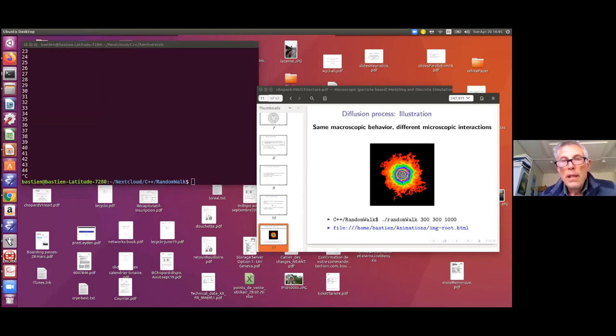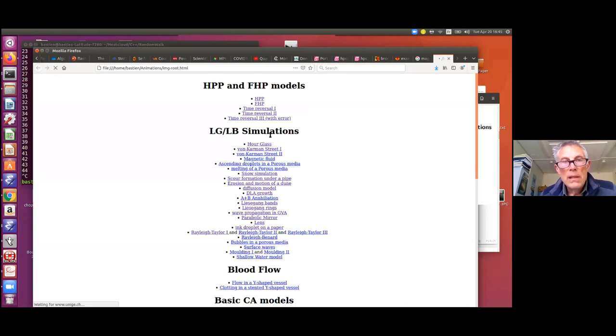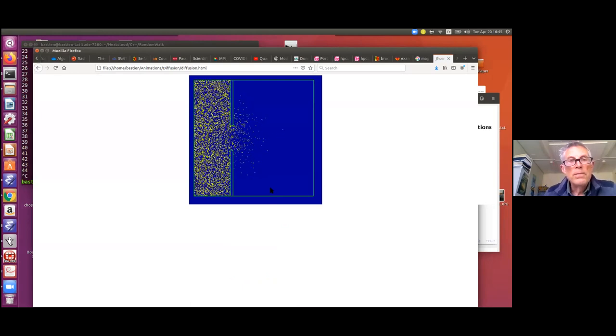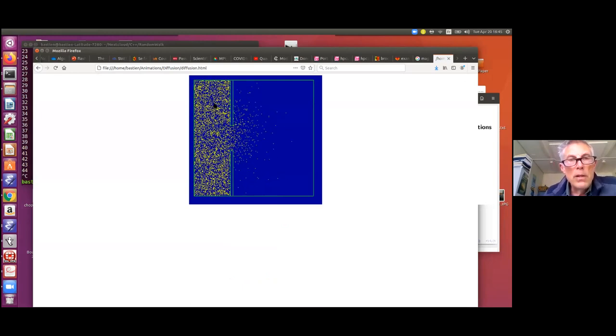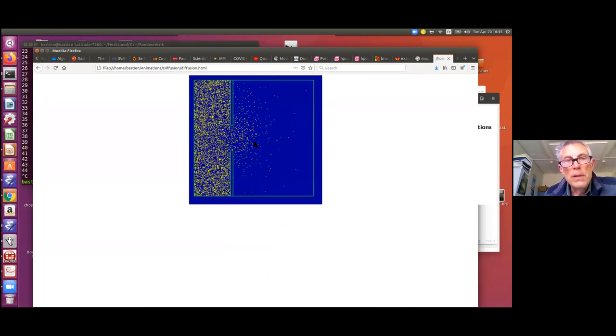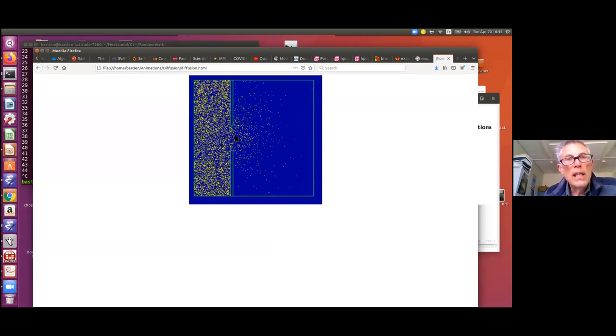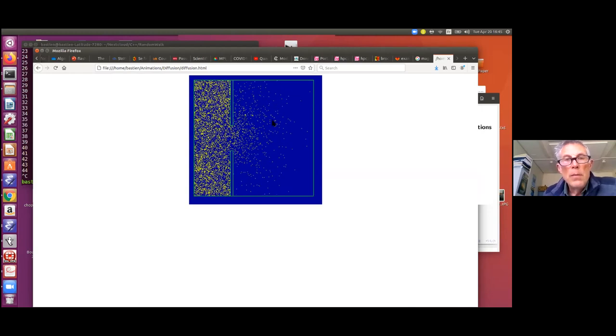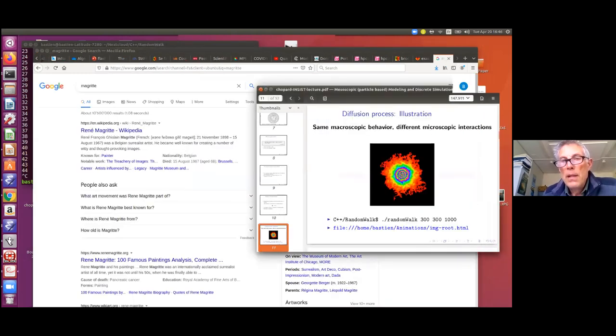Okay. And maybe I want also to show you another example. Which is a different microscopy, also simulated on a computer, where you see a different situation where you put particles on the left compartment and you see them actually move, diffuse in the other compartment. But the detail of the movement of this small particle is different from my other example, yet they all obey the same equation.